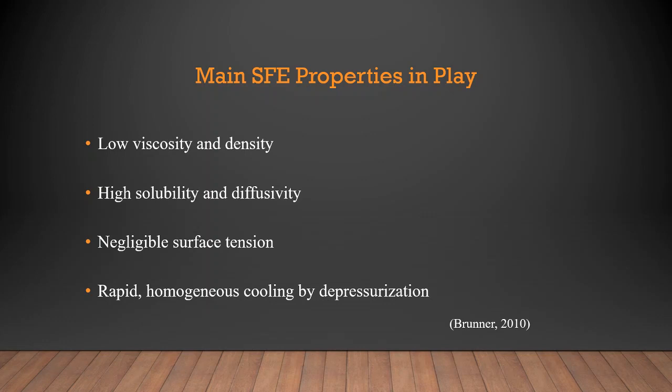And then rapid homogeneous cooling by depressurization, also known as the Joule-Thomson effect, applies whenever the fluid is loaded with a component like, say, caffeine, and then you drop the pressure to decrease the temperature as well. And then this brings the fluid back into a subcritical state, which lowers the solubility.